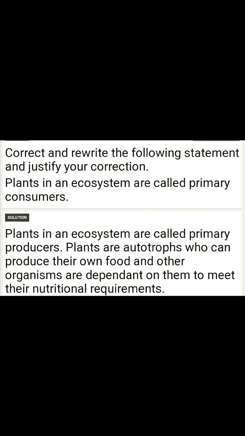The third statement is, plants in an ecosystem are called primary consumers. So the correct statement is, plants in an ecosystem are called primary producers, not consumers. The justification is plants are autotrophs, so they can produce their own food, and other organisms are dependent on them to meet their nutritional requirements. So they are the primary producers.